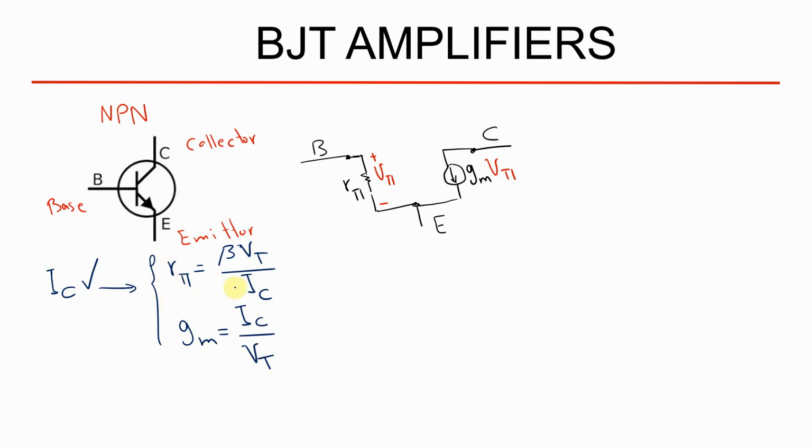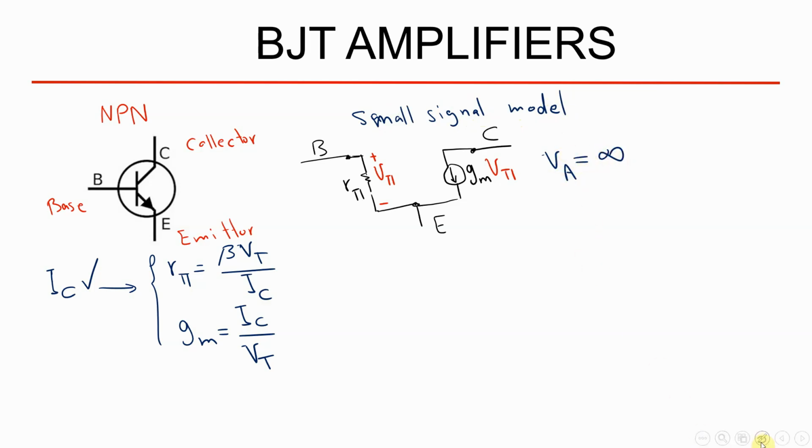And also we have an early effect for the transistor. If we don't have an early effect, this is the complete small signal model for this device, without an early effect. Here we assume that the V early is equal to infinity.